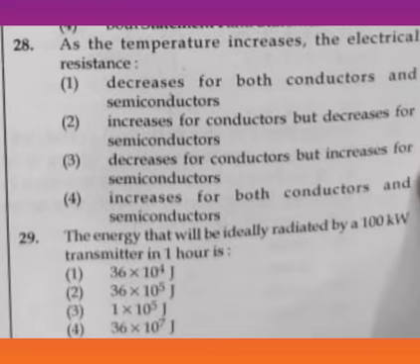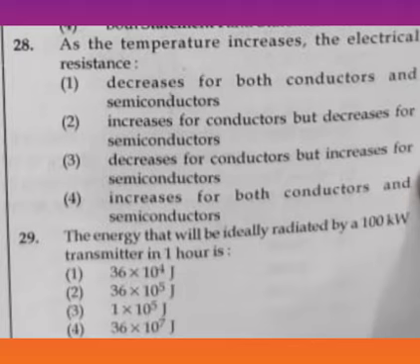Next, question number 28. As the temperature increases, the electrical resistance: option 1, decreases for both conductor and semiconductor; option 2, increases for conductor but decreases for semiconductors; option 3, decreases for conductor but increases for semiconductor; option 4, increases for both conductor and semiconductor. The right answer of this question is option 2, increases for conductor but decreases for semiconductors.